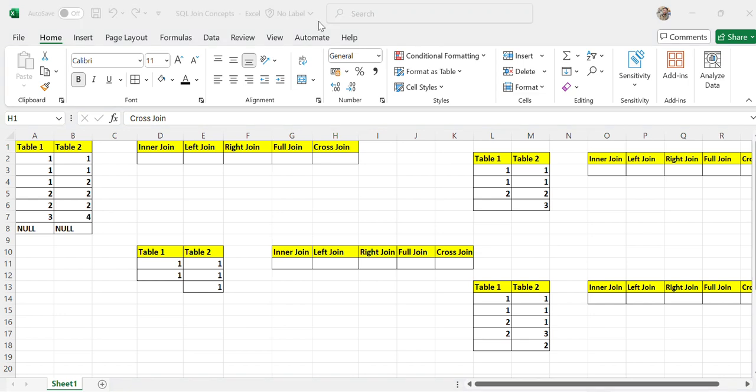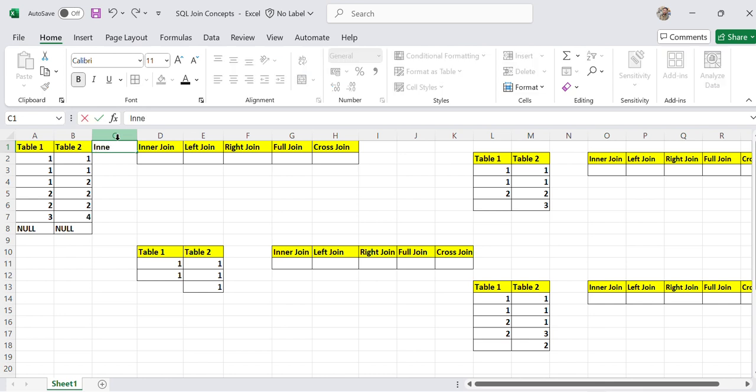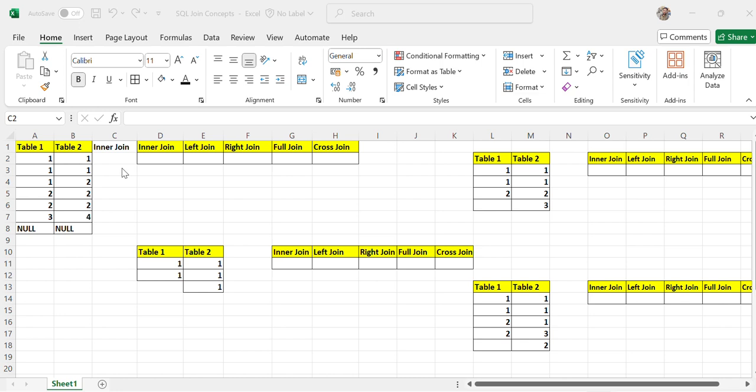Firstly, we will discuss the inner join. Inner join returns records that have matching values in both tables, the matching records from both tables. In the first table, 1 is repetitive and 2 is also repetitive, and in the second table, 1 is also repetitive and 2 is also repetitive. So we will discuss the output.